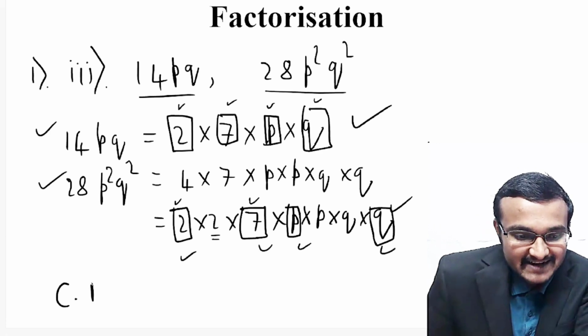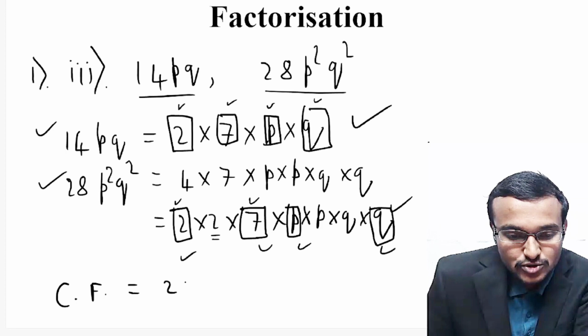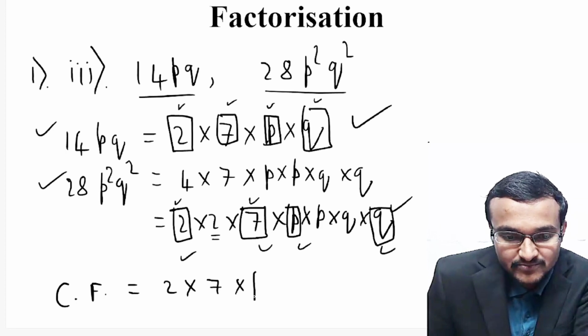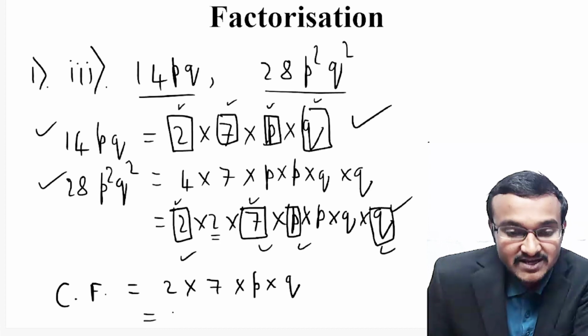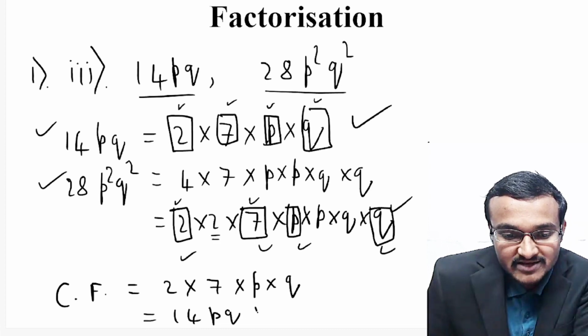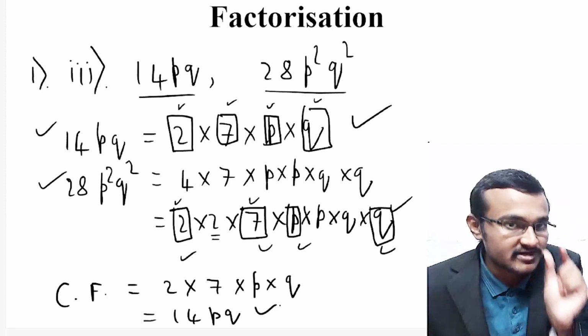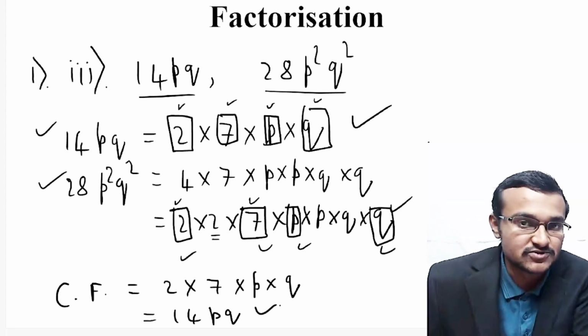So common factor is equal to 2 into 7 into p into q. So what is 2 into 7? 2 into 7 is 14. P into q is pq. So 14pq is the common factor of 14pq and 28p square q square.